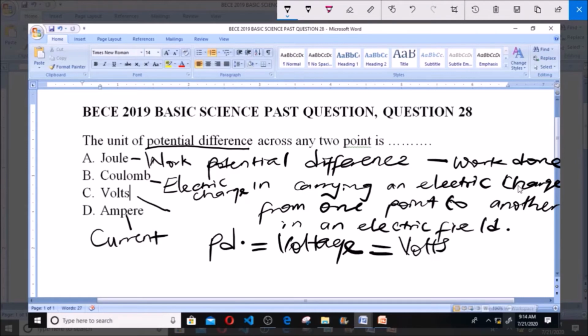And C says volts. Volt is a unit of voltage, and voltage is equivalent to potential difference. So therefore, our unit of potential difference is volts. So C is our answer. Volts, C, is the unit of potential difference across any 2 points.